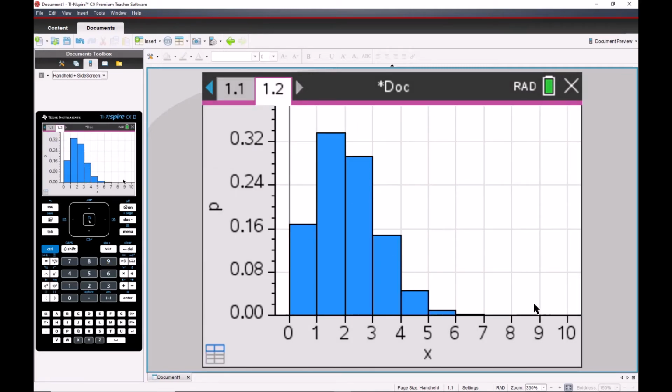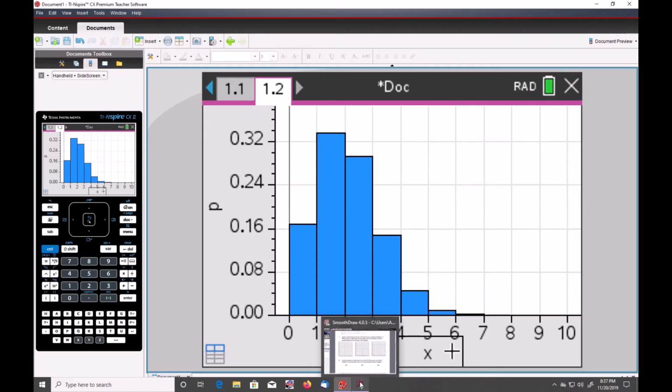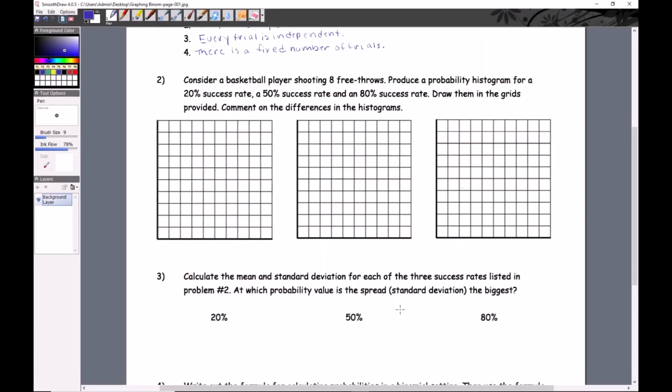All right. Now we're not going to draw that, but we will describe it. It will be skewed to the right. So let's just go back here, and we can just write in here instead of drawing the whole thing. We'll just put skewed right.